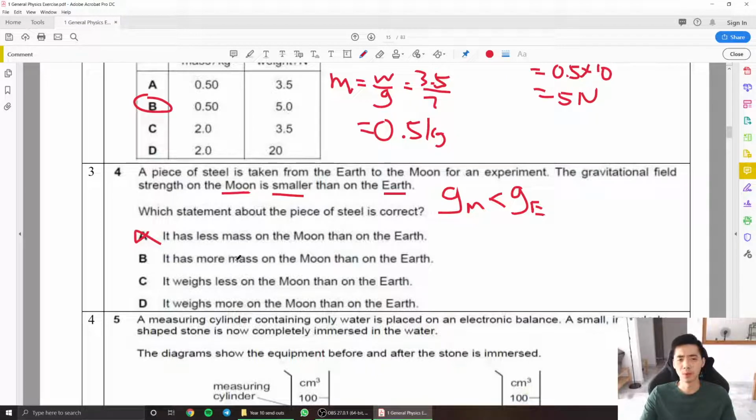It has more mass on the moon than Earth. This is not true as well. It weighs less on the moon than Earth. This is possible. It weighs more on the moon than Earth. This is not possible, simply because the weight is less on the moon because the gravitational field strength is less than that of Earth.